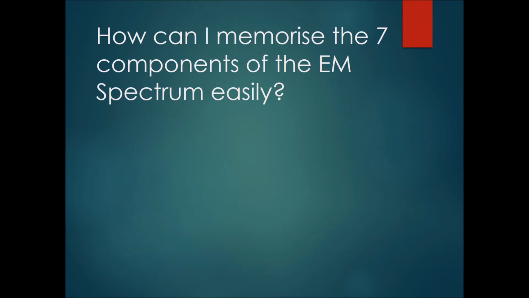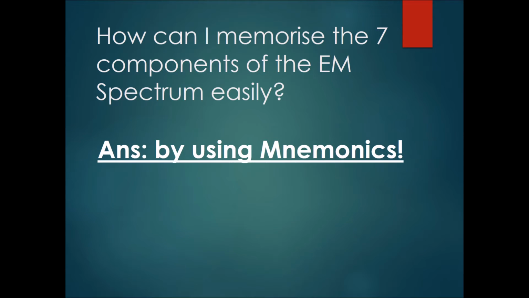Now, some of you may ask, how can I memorize the 7 components of the EM spectrum easily? It's pretty difficult. There are 7 different ones, and I need to memorize them in the order that they are given. Now, the best way to do this is what we call mnemonics. Mnemonics is an easy way to memorize a series of things in order by using the first letter of each word, and forming a sentence using it.